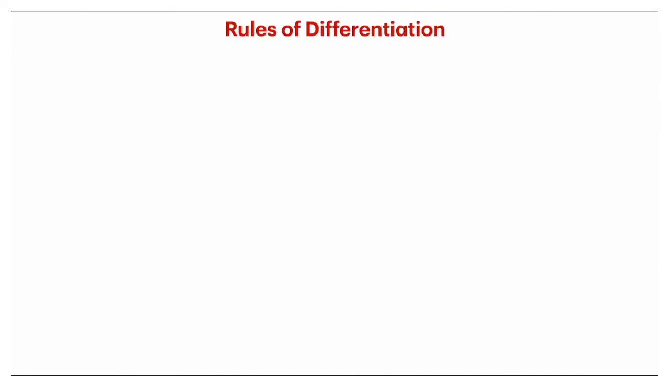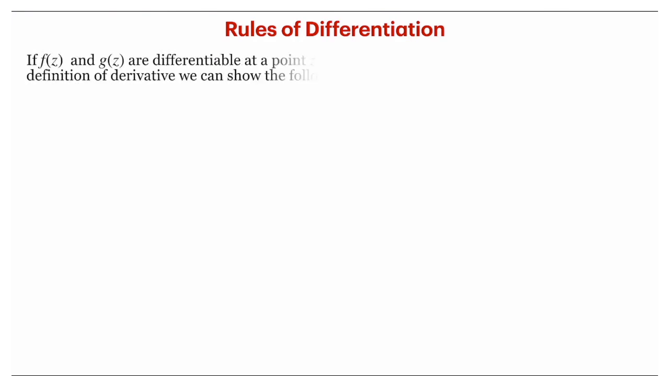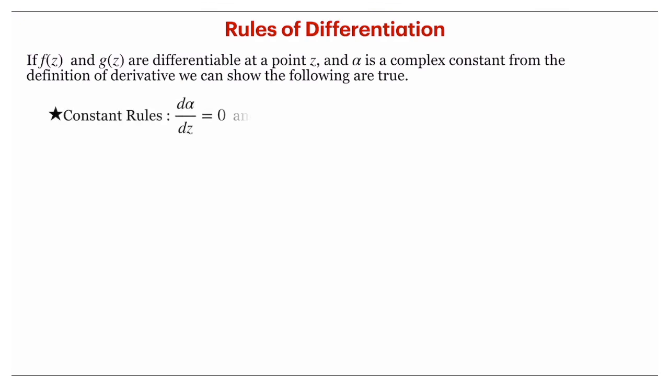Let's look at the simple rules of differentiation which are extensively used in real analysis. The same rules are valid here also. Most of the time we blindly use these rules. The only point to be taken into account is that the validity of a limit has to be checked a little more carefully. When you have differentiable functions given, you can make various combinations of them. If f of z and g of z are differentiable at a point z in the complex plane, and alpha is a complex constant, then the derivative rules are given by this.